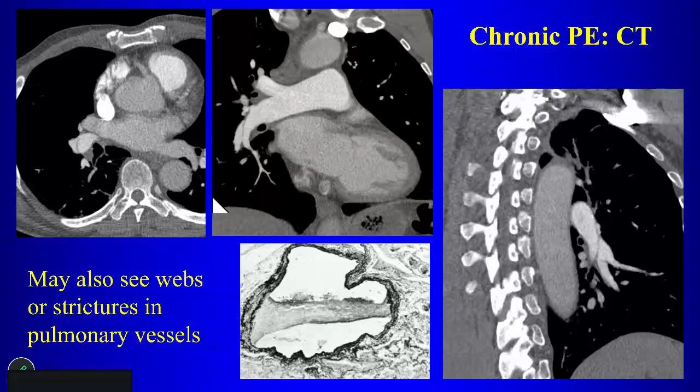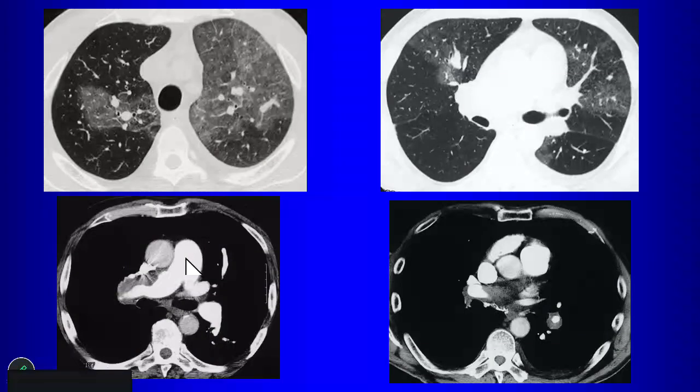So the things that we look for, you look for eccentric filling defects, you look for webs. These webs represent incompletely recanalized vessels, webs within the pulmonary arteries, another sign of chronic thromboembolic disease. We covered this before, eccentric filling defect here in the right pulmonary artery. What do we see on the lung windows?